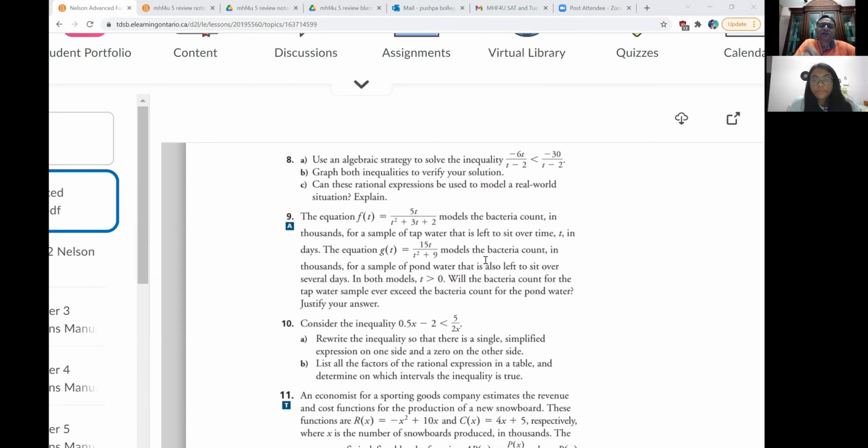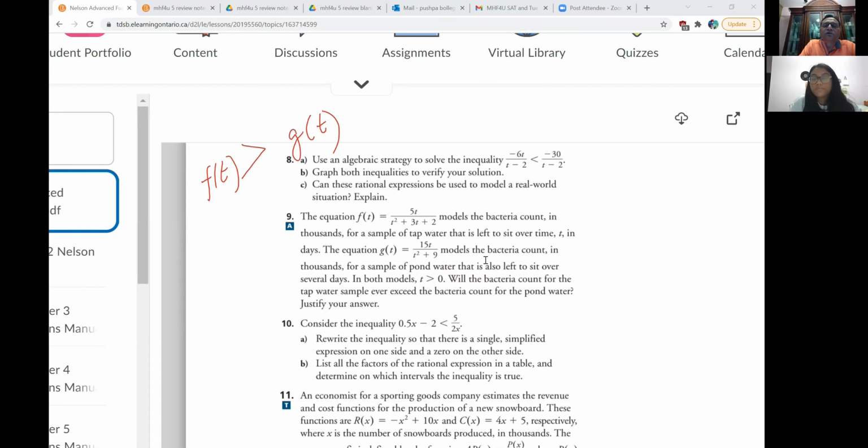So we are given two functions. We're saying first function f of t models bacteria count in thousands. Remember that, both are in thousands. That's for a sample of tap water. And g of t is bacteria count in pond water. The question is, will bacteria count for the tap water sample ever exceed? So we basically want to solve this inequality. Is that clear to you? Yeah. Because the tap water is f of t, so that's the inequality which you need to solve.